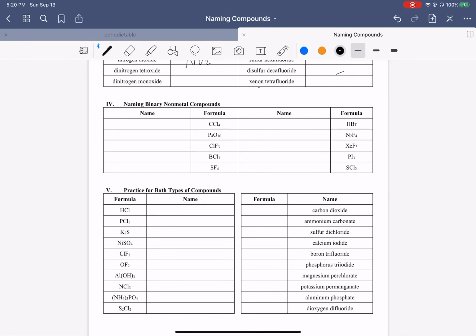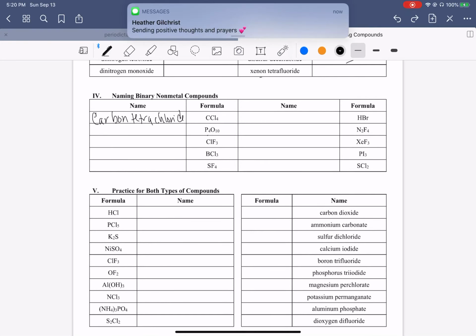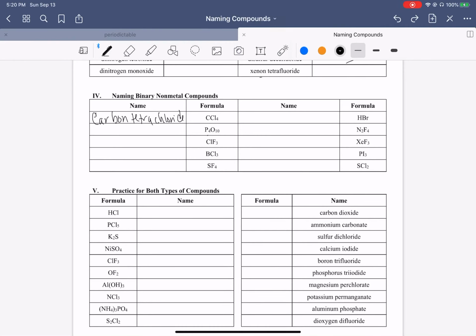Okay, so naming binary nonmetal compounds. So here's our formula, CCl4. You're going to call that carbon tetrachloride. And here P4O10, so that's going to be tetraphosphorus decaoxide.